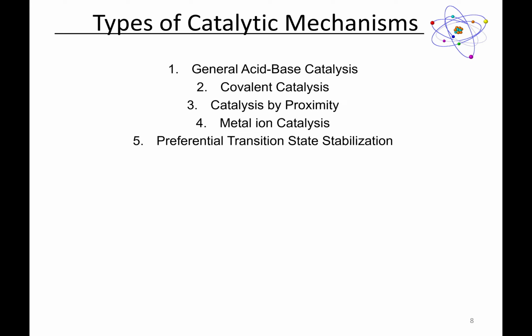Okay, and then the final one is preferential transition state stabilization. And this, lots of words, but it boils down to this idea: the transition state is high energy. The enzyme creates an environment that stabilizes that high energy transition state. And by doing so, it decreases the activation energy. That increases the rate of the reaction. Okay? Five types of catalysis. Lots of enzymes will use all five of these.